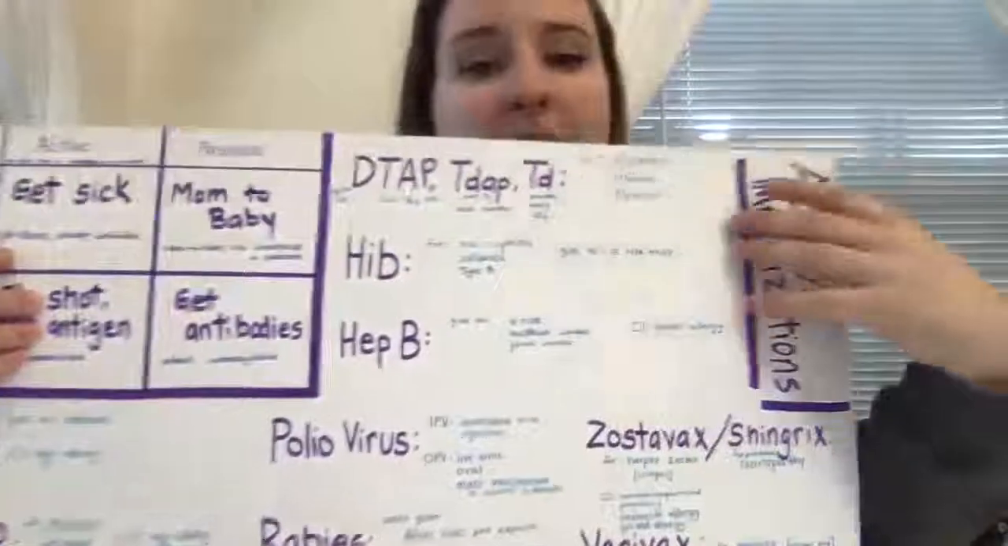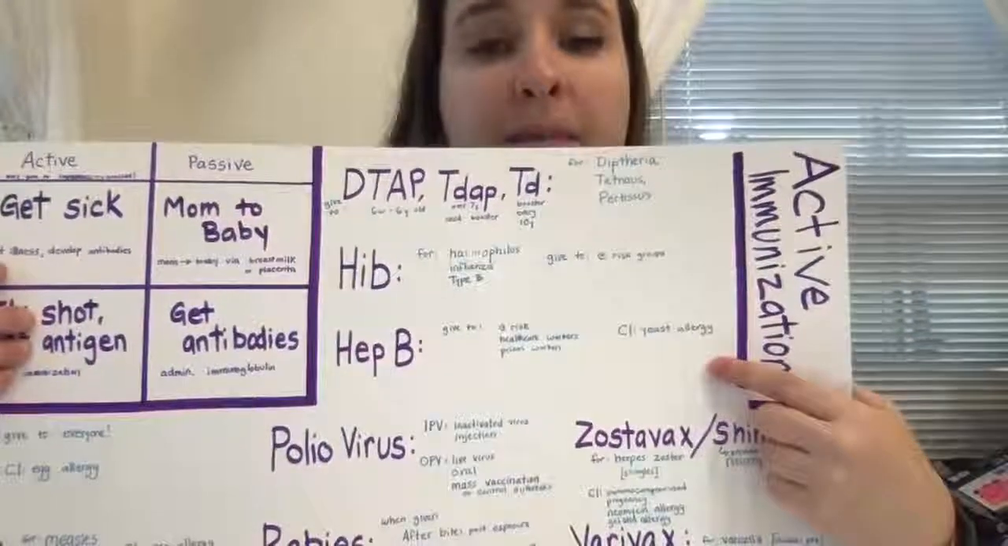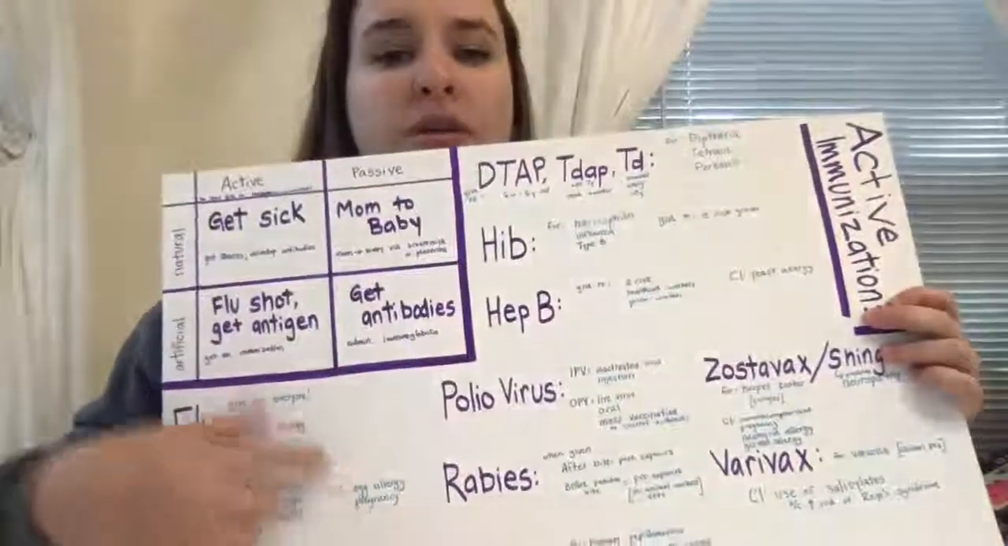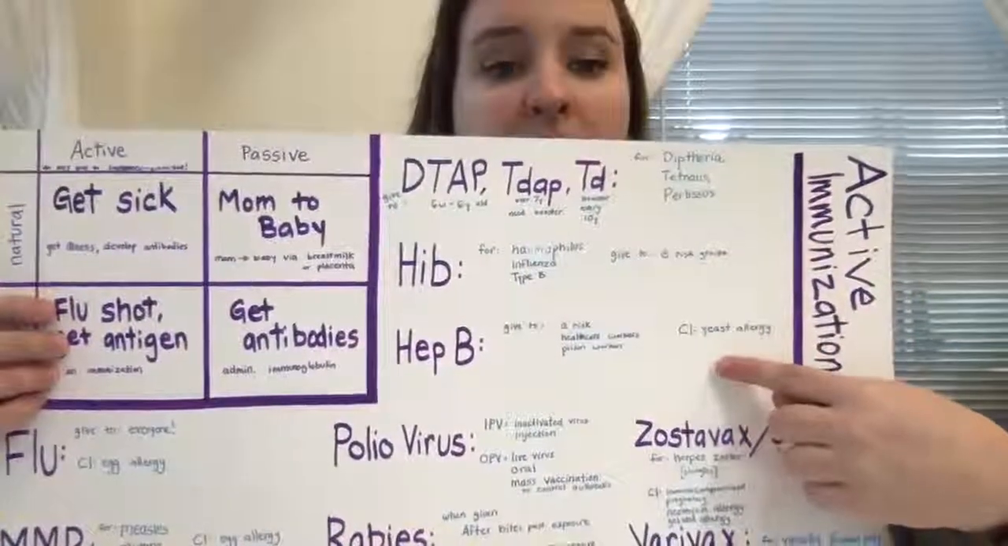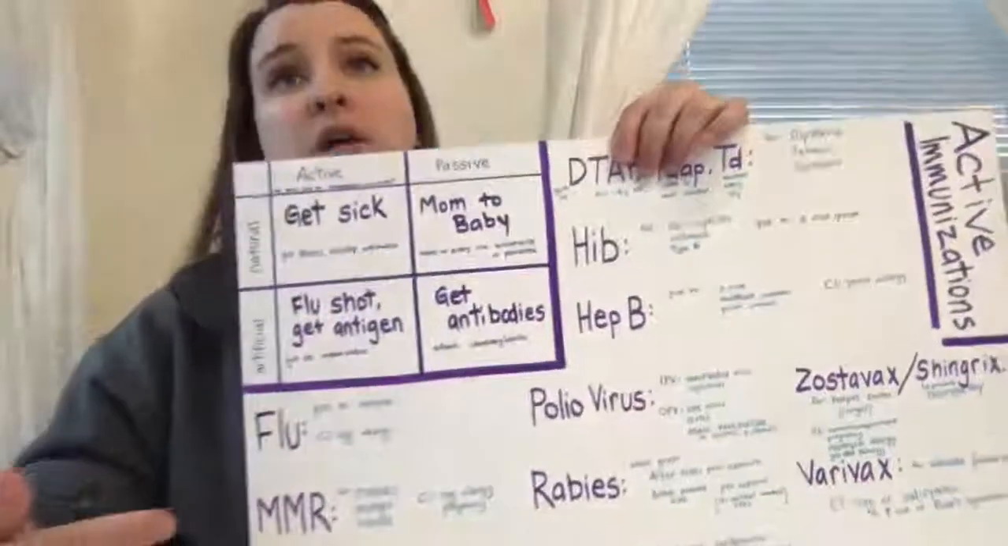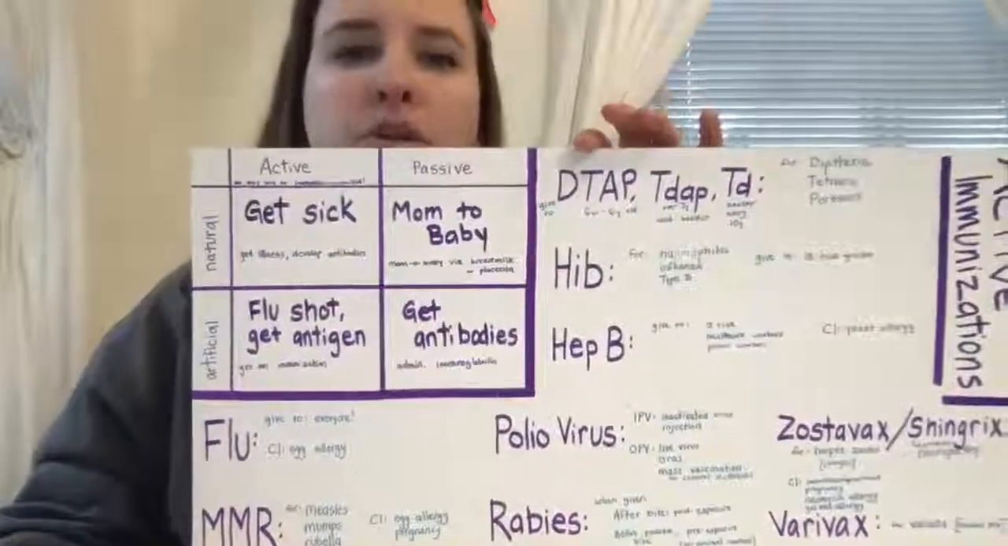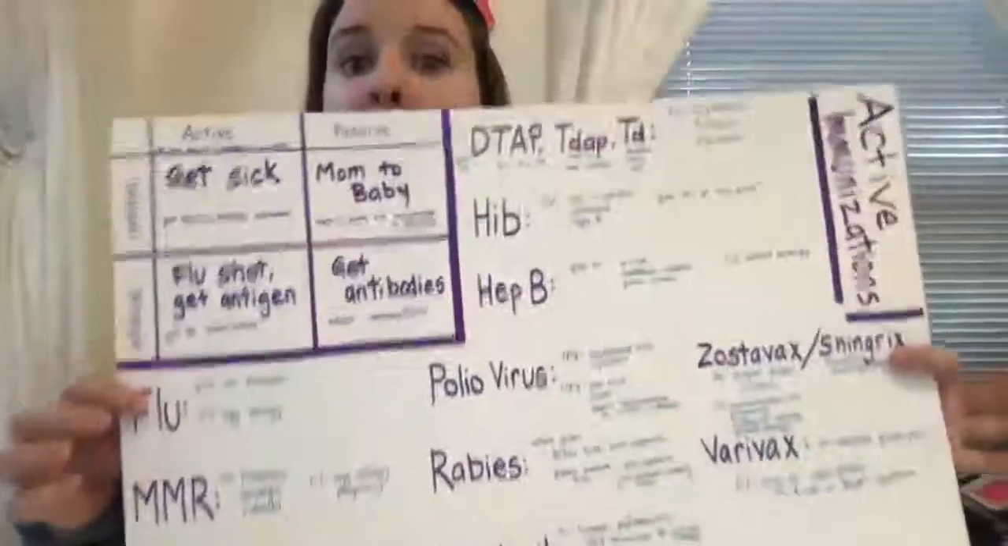Hep B vaccine is contraindicated in people who have a yeast allergy. Whenever there's something that says contraindicated, that's just something you need to remember, like this one's contraindicated in people who have yeast. This one down here is contraindicated in people who have an egg allergy. So that's what we're going to talk about.